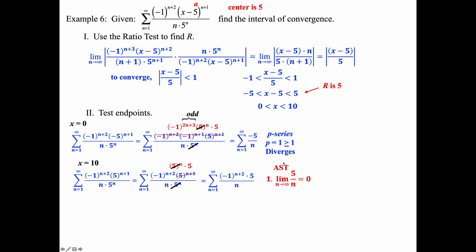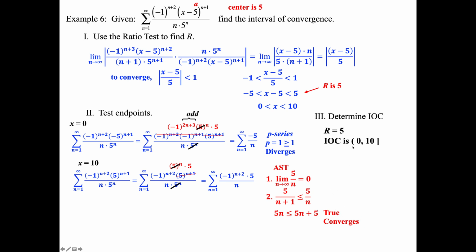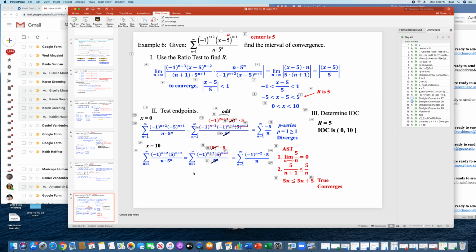All right, then step 2, show that a sub n plus 1 is less than or equal to a sub n. So 5 over n plus 1 is less than or equal to 5 over n. Cross multiply, sure enough, we're always 5 bigger here on the right, so both are true. This endpoint converges. So therefore, my interval of convergence is 0 with a left parenthesis, comma 10, now with a bracket. And that ends the second part of 11.8.